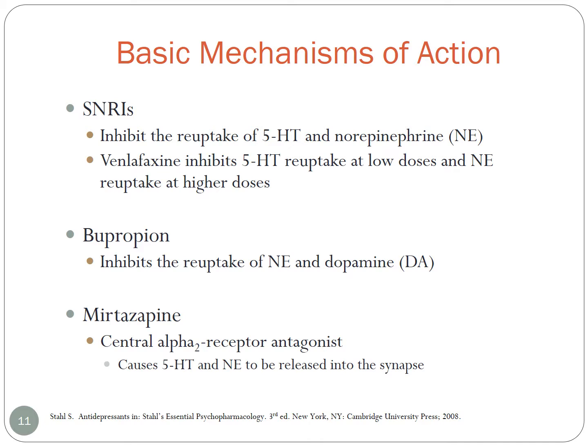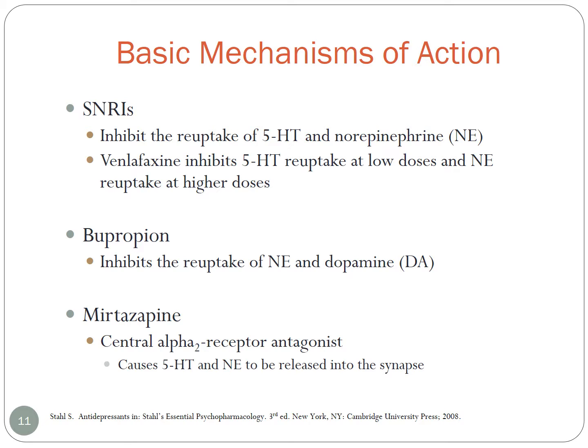The name of the serotonin norepinephrine reuptake inhibitors also implies their mechanism, in that they inhibit the reuptake of serotonin and norepinephrine. So now we'll have more serotonin and norepinephrine in the synapse. They can do this to varying degrees. So for example, venlafaxine tends to inhibit serotonin reuptake at low doses and norepinephrine reuptake at higher doses. Bupropion inhibits the reuptake of norepinephrine and dopamine.